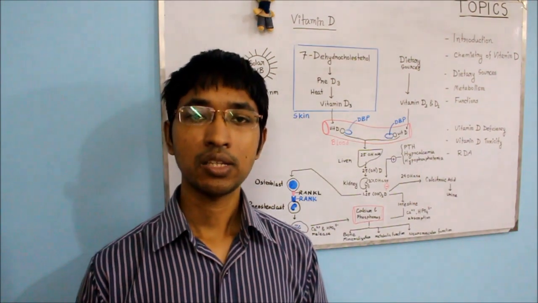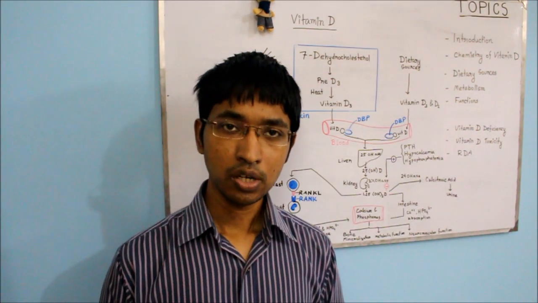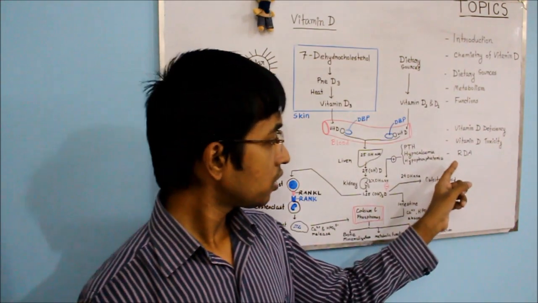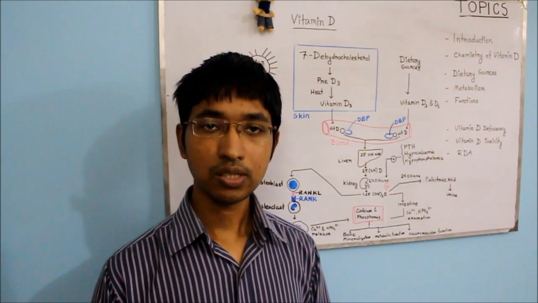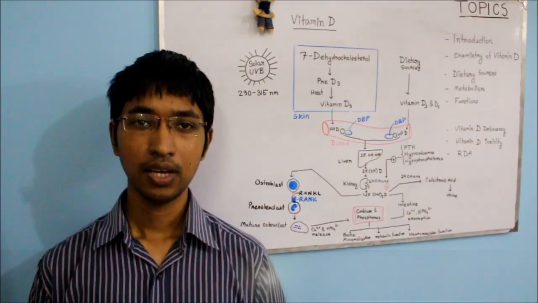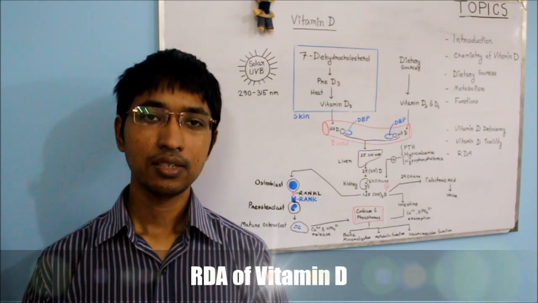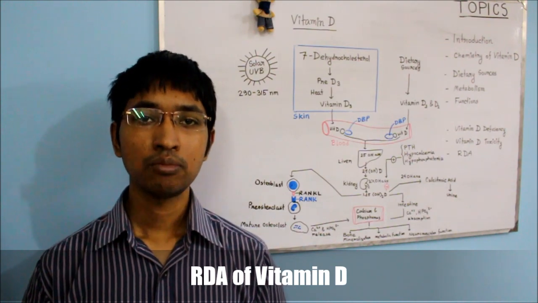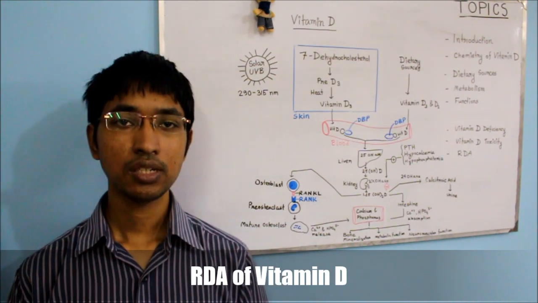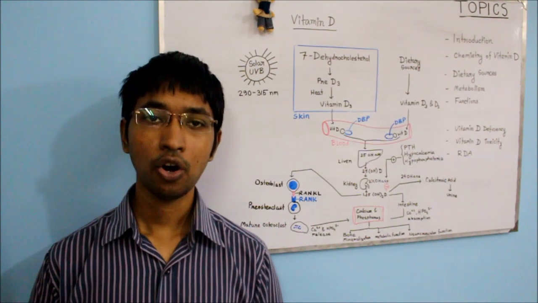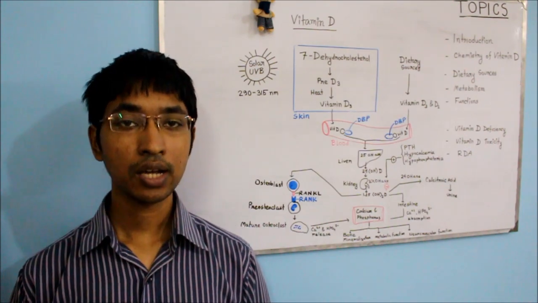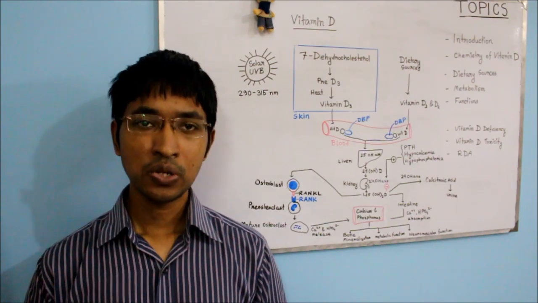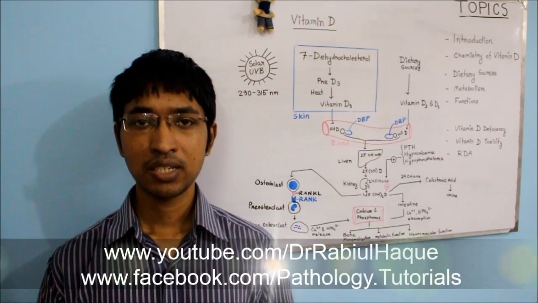So we are almost at the end of today's video. The last topic that we will talk about is regarding the recommended daily dietary allowances of vitamin D. The recommended daily dietary allowance of vitamin D is from 200 to 400 international units, or 5 to 10 microgram. So this concludes today's video on vitamin D.